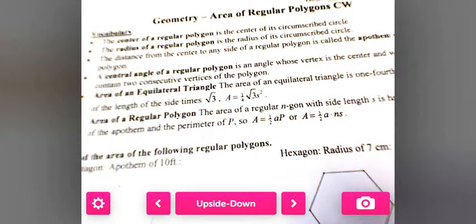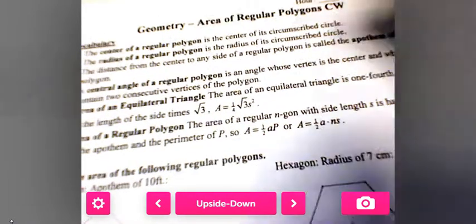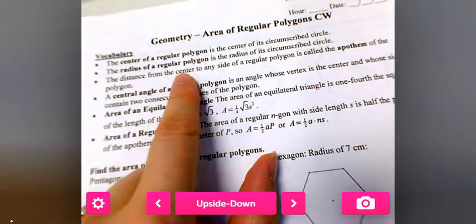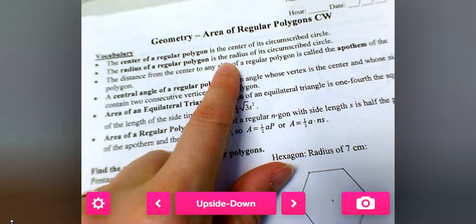Okay. Today we're talking about area of regular polygons. And when we talk about a regular polygon, it means all the sides are the same length. The center of a regular polygon is the center of its circumscribed circle, so we could think of a circle surrounding it. The radius of a regular polygon is the radius of the circumscribed circle, so it should go to one of the vertices.